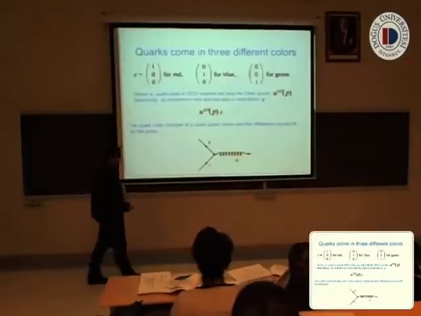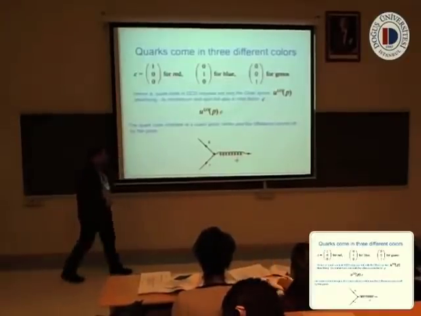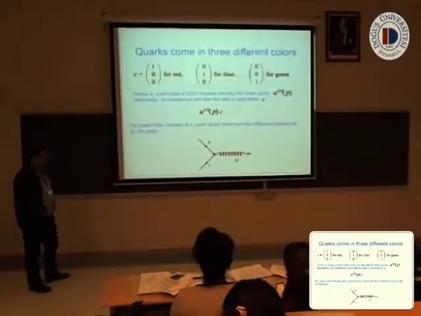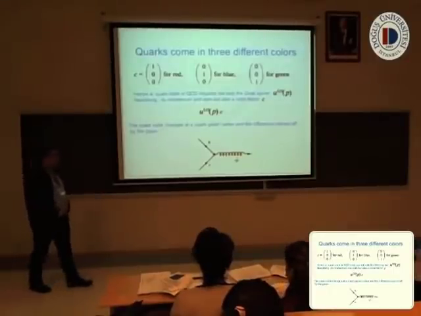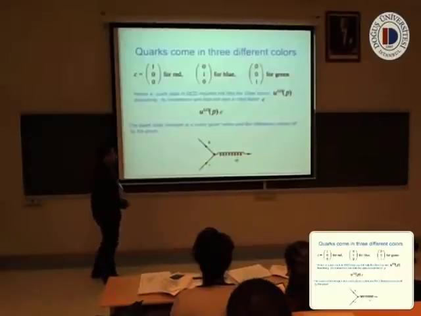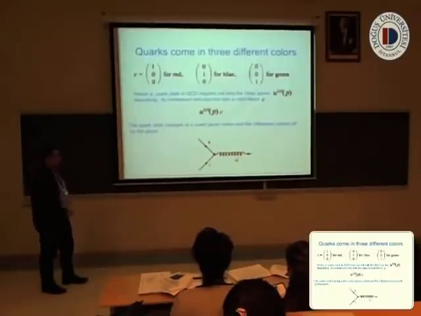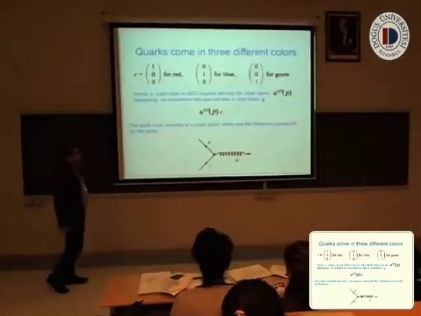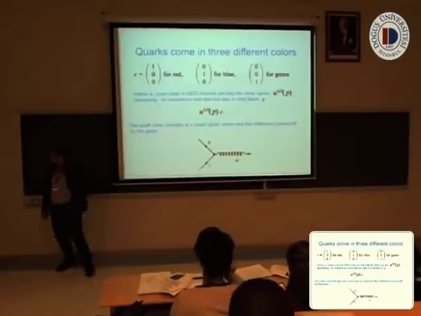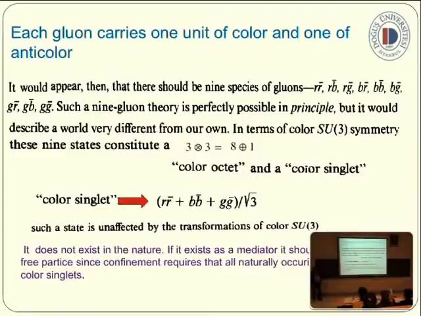Consider we have an incoming quark with red and an outgoing quark with color blue, and the difference is carried off by the gluon. Here you see R B-bar is carried off by the gluon. So each gluon has a unit of color and a unit of anti-color. So in principle, we could have nine gluons, for example, R R-bar, R B-bar, and so on.